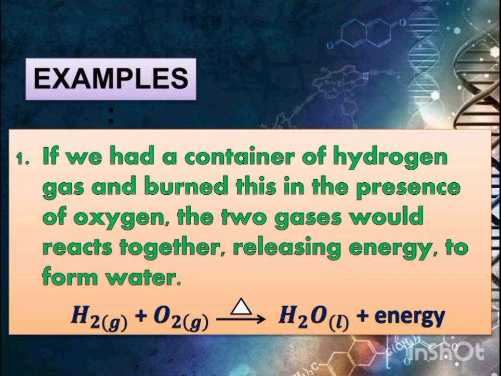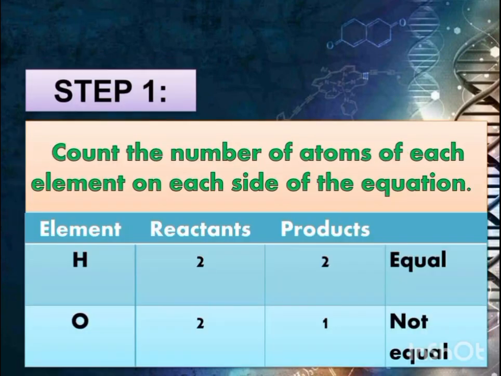For example, if we had a container containing hydrogen gas and that gas has been burned, resulting in the production of water in liquid form along with the release of energy. Now let's see how the equation is written. We have H2 over here. It reacts with oxygen in the presence of heat to form water and the release of energy.